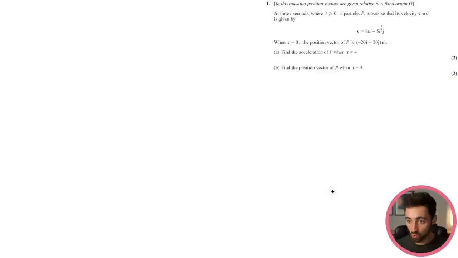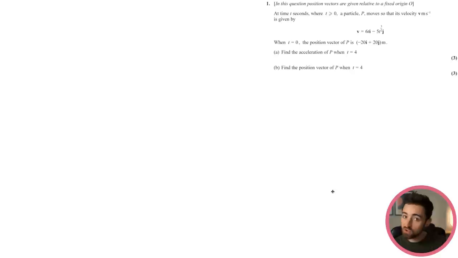So, question 1, looks like we've got some vectors and stuff like that. It says at time t seconds, where t is greater than or equal to 0, a particle P moves so that its velocity, v, is given by v equals 6ti minus 5t to the 3 over 2 j. When t equals 0, the position vector of P is minus 20i plus 20j. We want to find the acceleration of P when t equals 4.